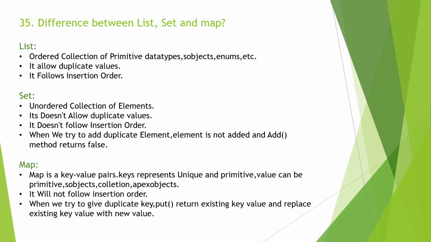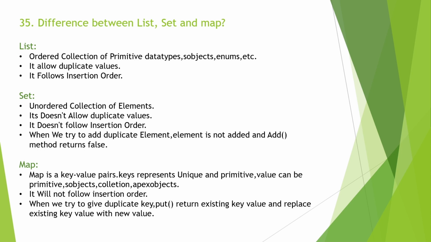Difference between list, set and map? List: an ordered collection of primitive data types, sObjects, enums, etc. It allows duplicate values. It follows insertion order. Set: an unordered collection of elements. It doesn't allow duplicate values. It doesn't follow insertion order. When we try to add a duplicate element, it is not added and the add method returns false.